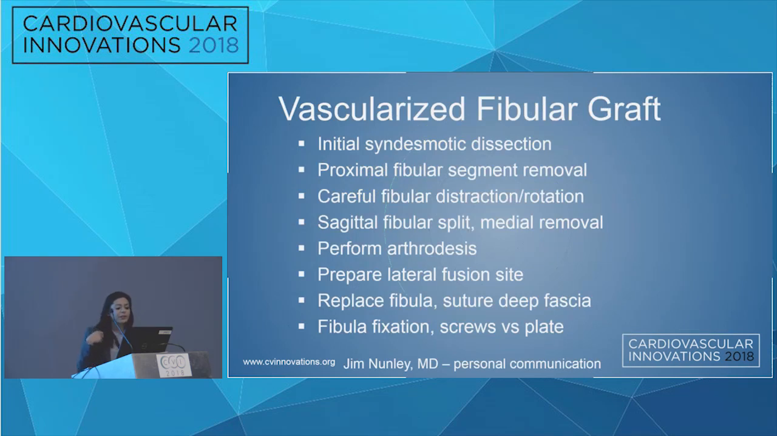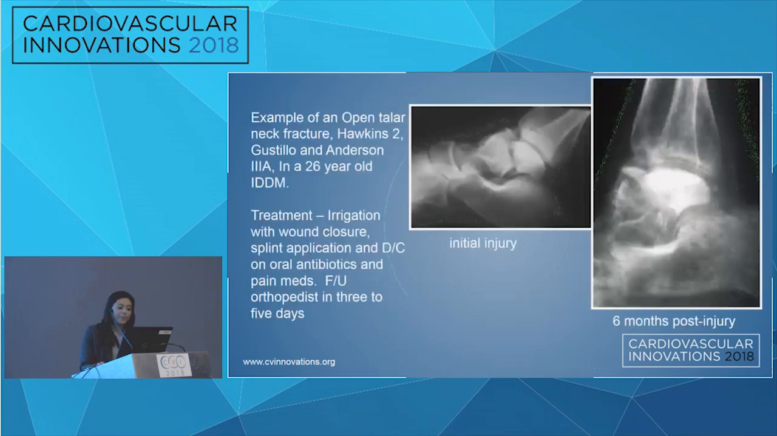So for this procedure, we wanted to use a vascularized fibular graft, and the technique allows the vascularized fibular onlay bone graft to enhance bone healing potential as well as provide structural and vascular support for the fusion site. So the procedure: you use the initial syndesmotic dissection, proximal fibular segment removal, careful fibular distraction and rotation, sagittal fibular split with medial removal, perform the arthrodesis, then you prepare the lateral fusion site, replace the fibula, suture the deep fascia, and then fibular fixation, screw versus plate.